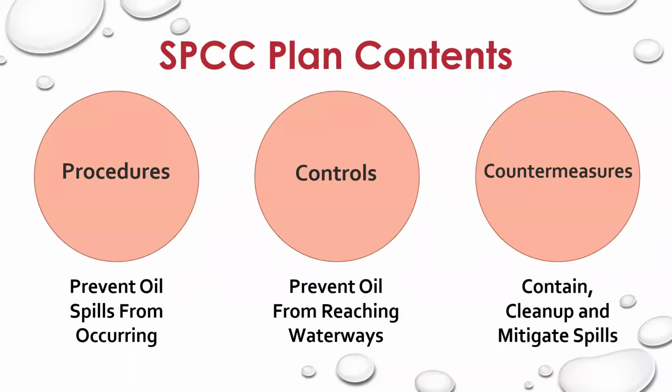All right, so for an SPCC plan, the contents of it are our procedures, which are your preventative measures for oil spills. So preventing these from occurring. We've got our controls. So controlling the spill once it's released, so you can prevent the oil from reaching the waterways. And then our countermeasures are going to be your cleanup, containment, and mitigation of spills once they've occurred.